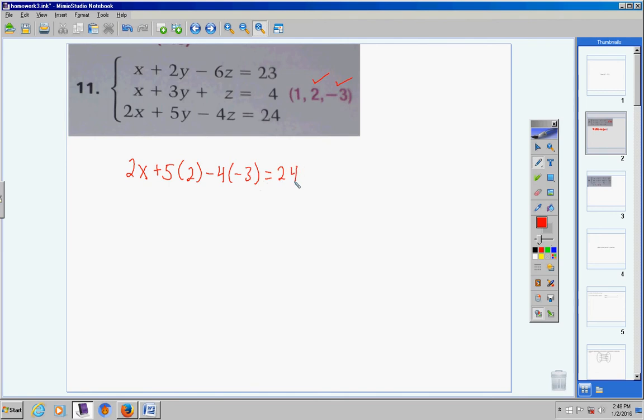And here we go. 5 times 2 is 10. Negative 4 times negative 3 is positive 12. Combine these two numbers. Positive 10, positive 12, positive 22. Now to solve for x, bring the 22 over, make it a negative 22. And we're left with 2x equals 2. Negative 24 and a positive 22. Or positive 24 and negative 22. Leaves you with positive 2. Divide both sides by 2, and x equals 1.